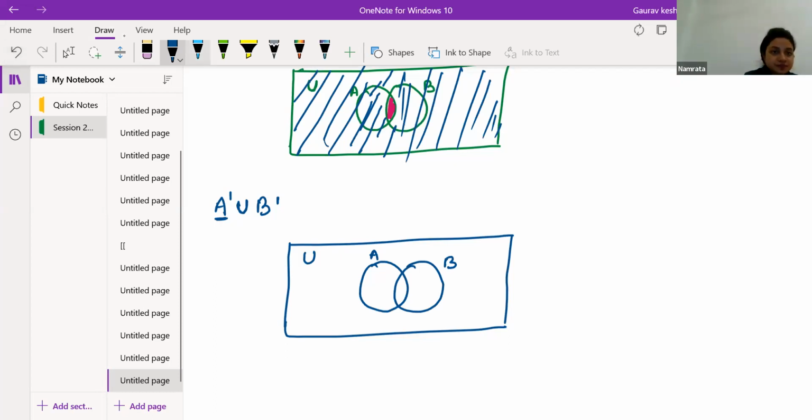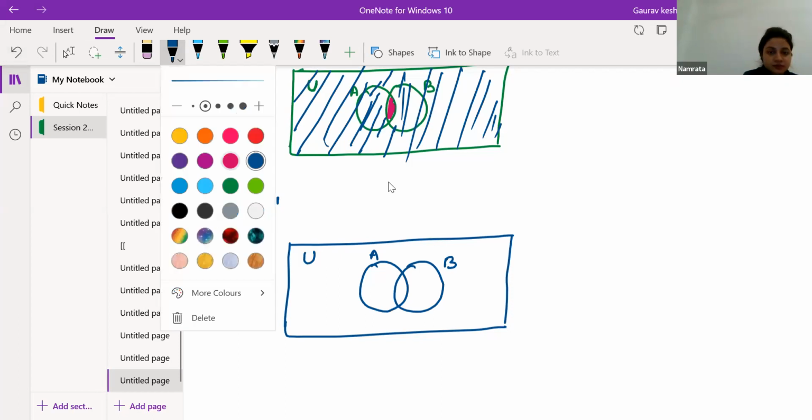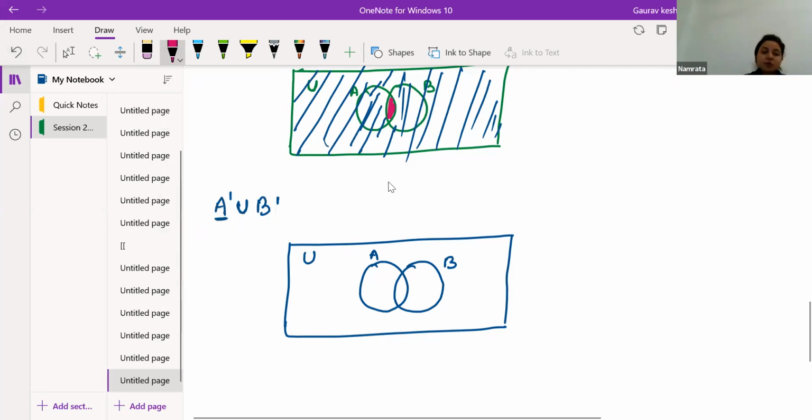Can you tell me? The universal set excluding A and B. Yeah. From the universal set, exclude set A. And from the universal set, exclude set B. And union of both. Take the union of both. So again, we will be having, just a second.